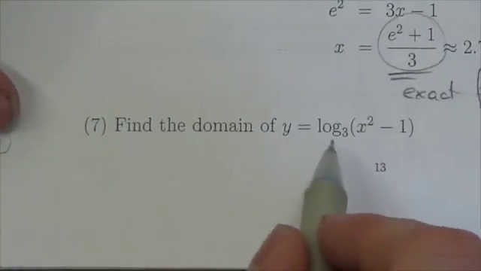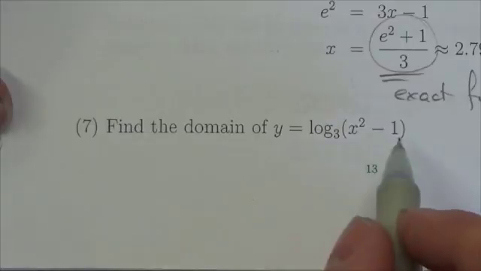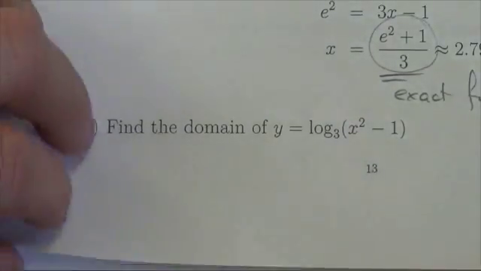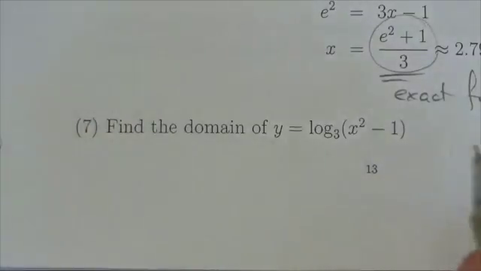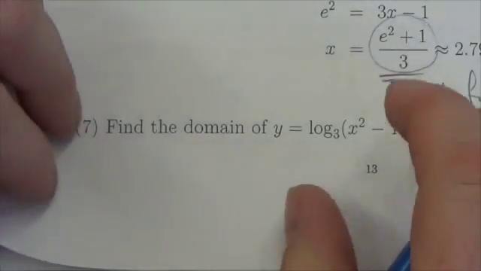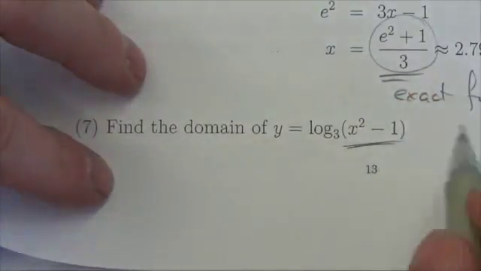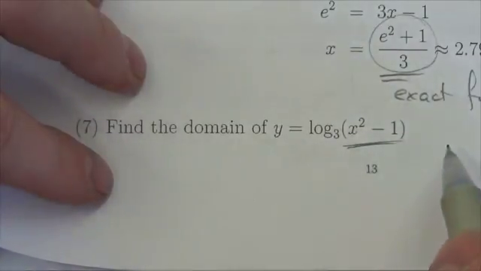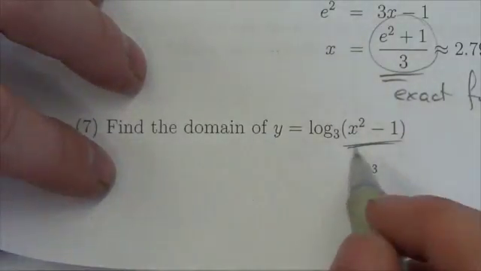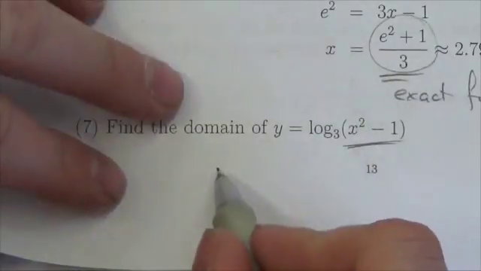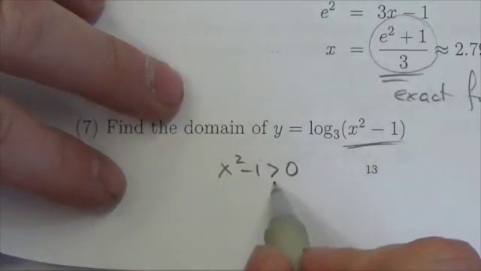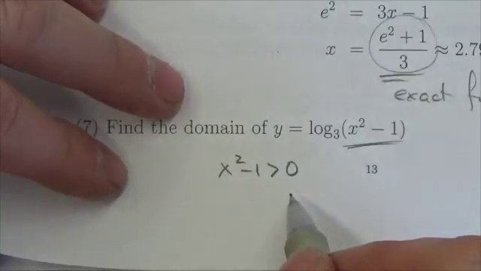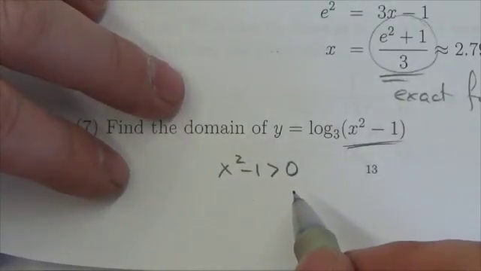Find the domain of y equals the log base 3 of x squared minus 1. Now we're going backwards a little bit here. It doesn't really matter what base we use here. This could be a natural log or base 3. The point that we want to make with this one is to remember that whatever's inside here has to be positive. So now I'm just going to do the work down here. What I need is x squared minus 1 to be greater than 0. Not even equal to 0. It's got to be greater than 0. If it's not positive, I can't take the log of it.